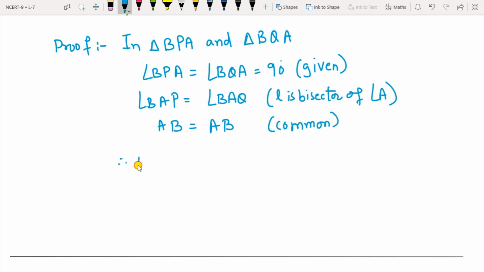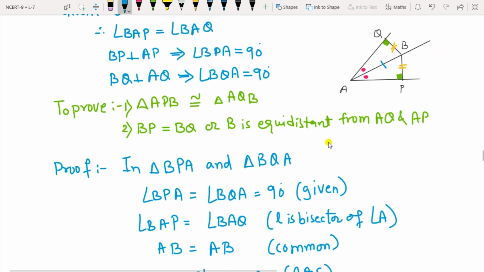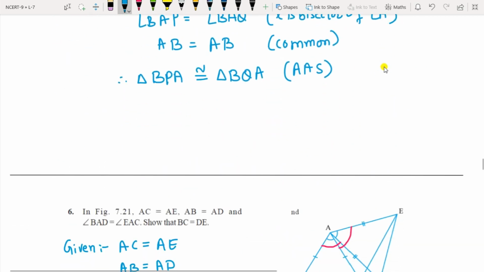Therefore, triangle BPA is congruent to triangle BQA by angle side. The side is not included between these two angles, so you have to write angle side. It cannot be written angle side angle. And the CPCT here is what they have asked us, that is BP is equal to BQ by CPCT.